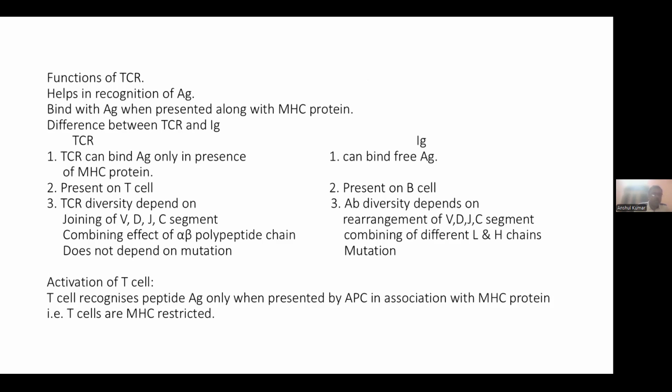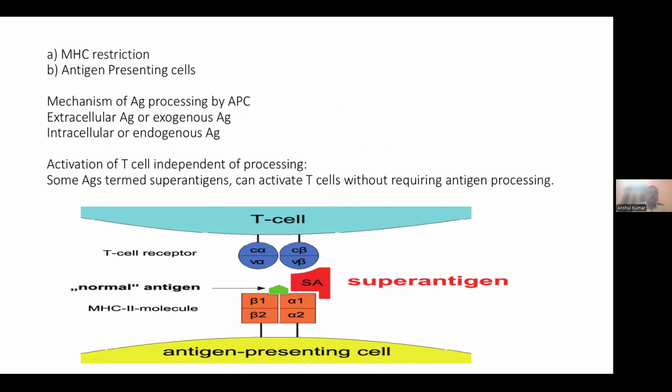So here we can easily see some of the important differences between the T cell receptors and immunoglobulin. Now, how does the activation of T cells take place? T cells recognize peptide antigen only when presented by antigen presenting cells, as we have already discussed, that is the macrophages or dendritic cells, in association with MHC proteins. That is, T cells are MHC restricted. Only on the basis of MHC restriction and antigen presenting cells can they be processed.